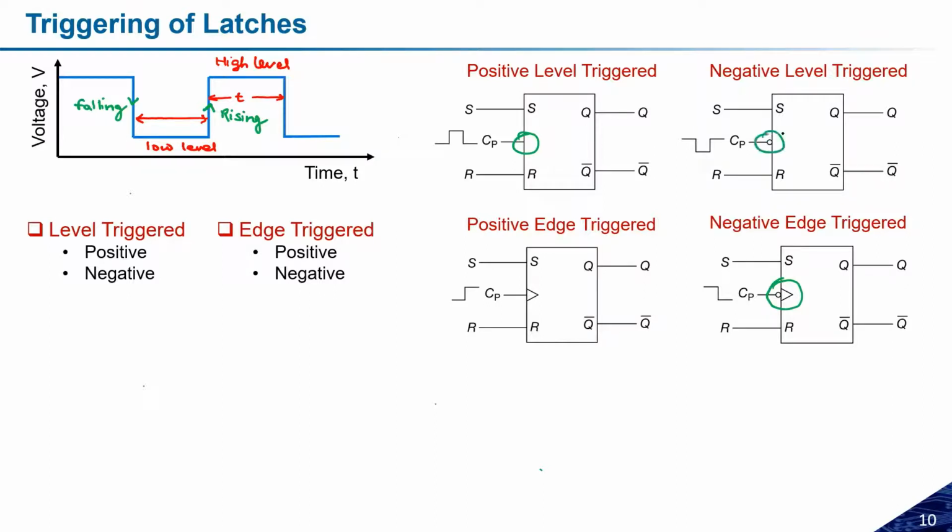If nothing is present, it means positive level trigger. If only a bubble is present, it means negative level trigger. If only a triangle is present, it is positive edge trigger. And if both are present, then it is negative edge trigger. So this is how you can differentiate different kinds of flip-flops and their clocking mechanisms. This is really important to understand how they work.